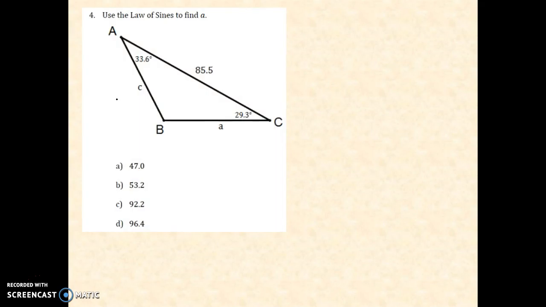Use the law of sines to find A. Alright, well the law of sines is, if we're finding A, I'm going to put the A on top. So A over sine of angle A equals side B over sine of angle B equals side C over sine of angle C. And what do I have? I have angle A, I have angle C, I have side little b. So it would be nice if I had angle B.